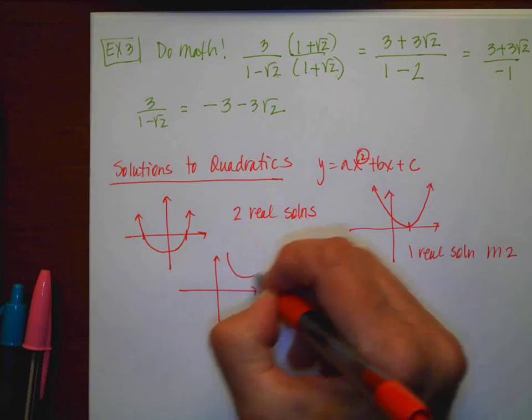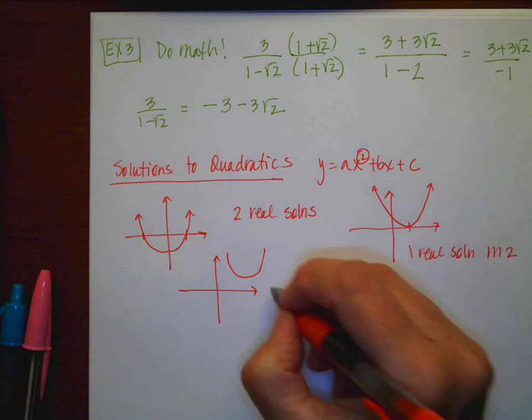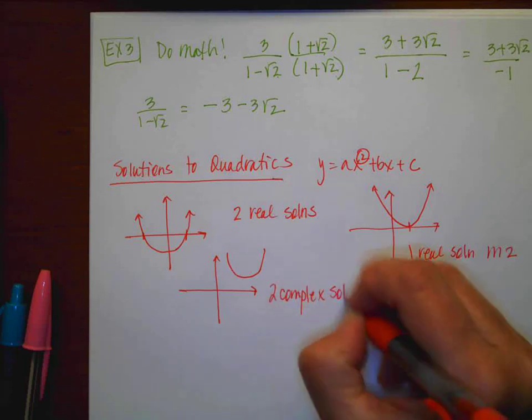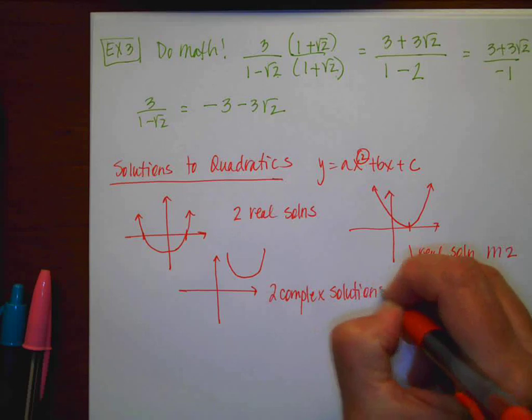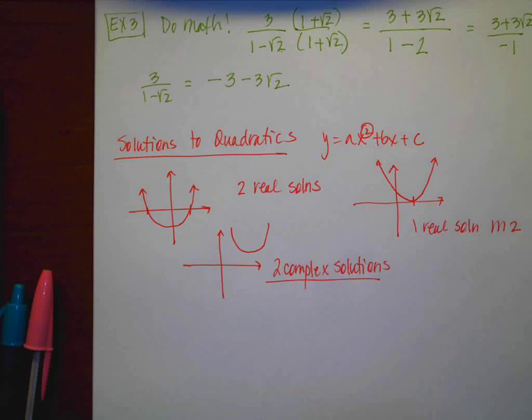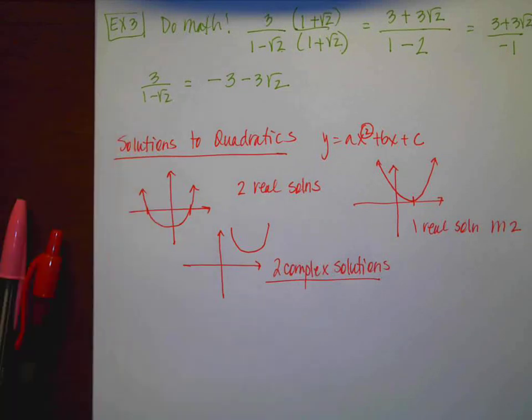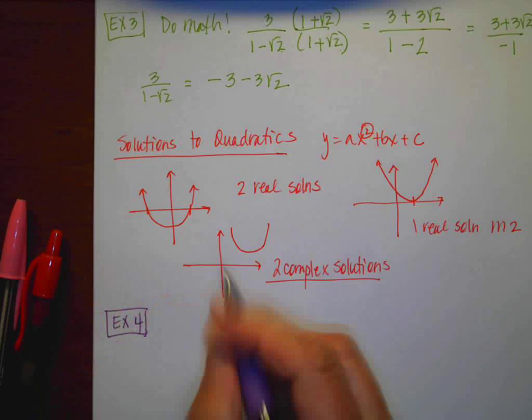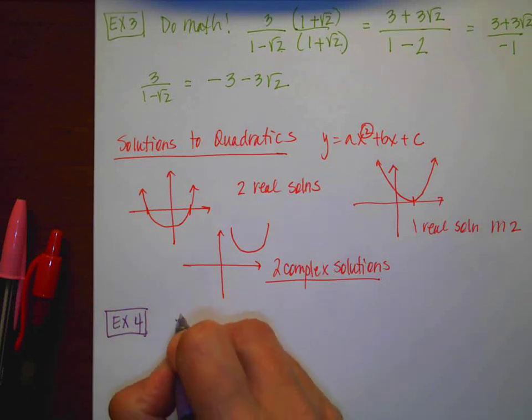And then if I had a quadratic that was floating in space, I would have two complex solutions. And I could find those two complex solutions a variety of different ways. All right. I want to do a problem now with radicals because many of you haven't done radicals in a while. So let's do another example.